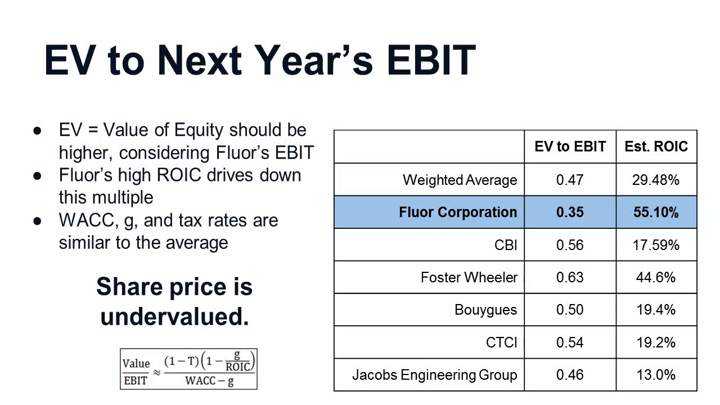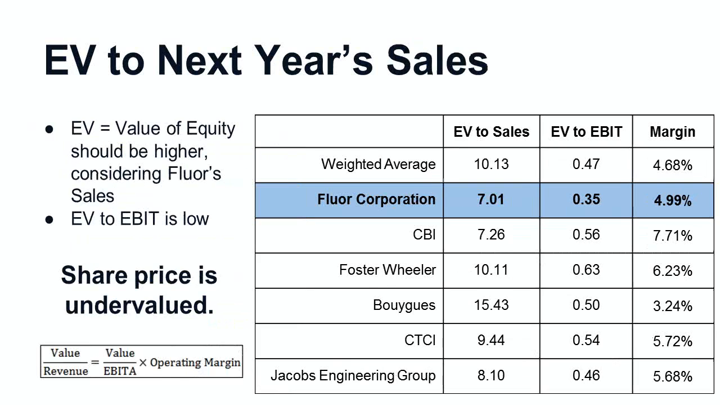Here, Fluor is the lowest of its peers at a value of 0.35. The industry average is 0.47. This implies that, considering Fluor's EBIT, their enterprise value should be higher, but it's not, so Fluor is undervalued. The EV to next year's sales multiple has a similar analysis and conclusion.